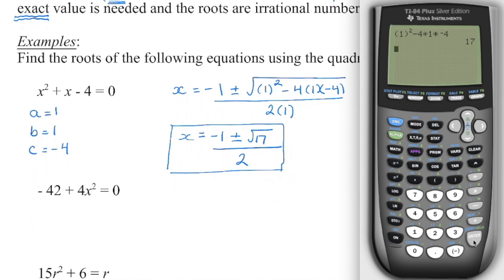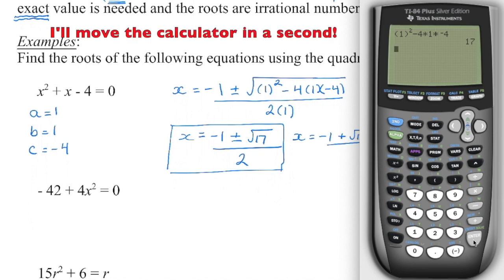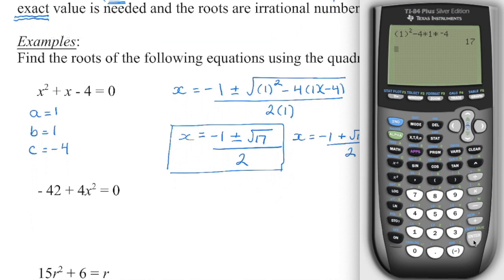And this plus or minus, what that means, maybe I'll just write this out here, is it means one root is -1 plus the square root of 17 divided by 2. The second root is -1 minus the square root of 17 divided by 2. Now, these are clearly not going to be exact values, but I'm going to show you what happens. So if we get the value, let's go back to the calculator here.